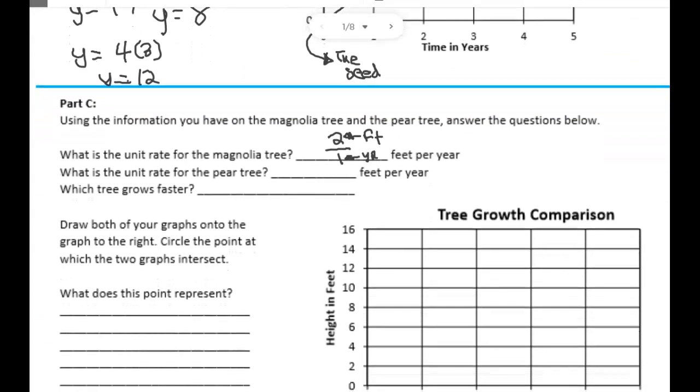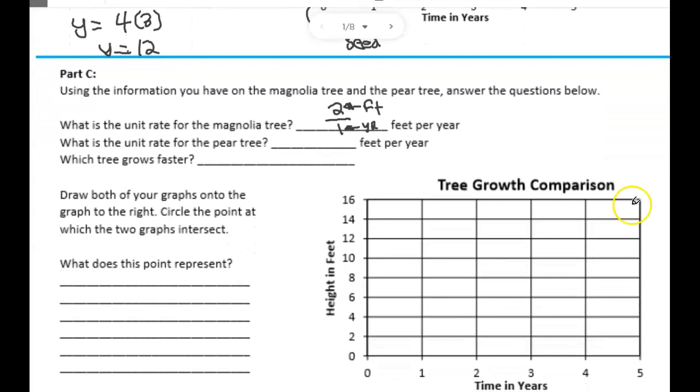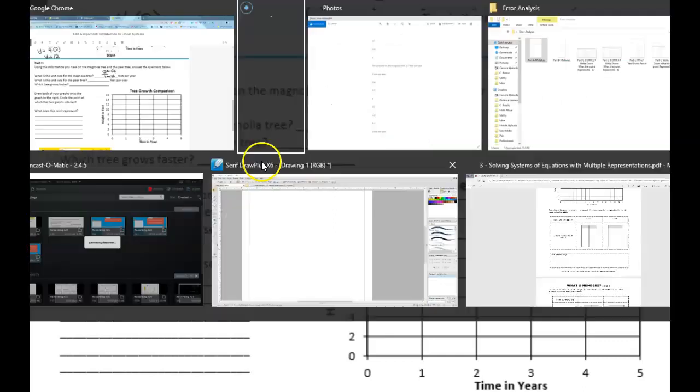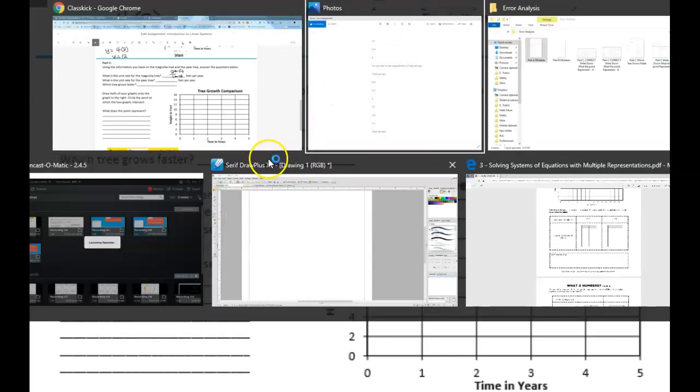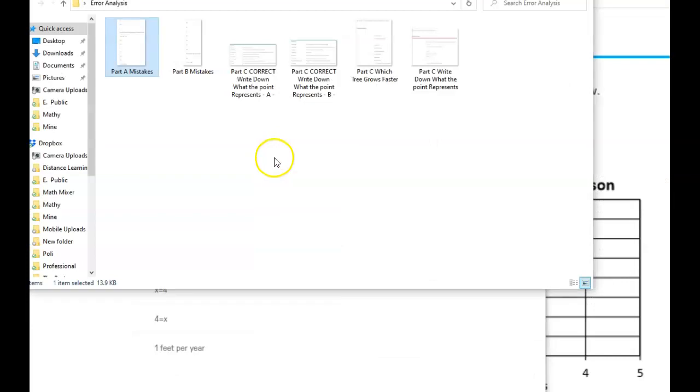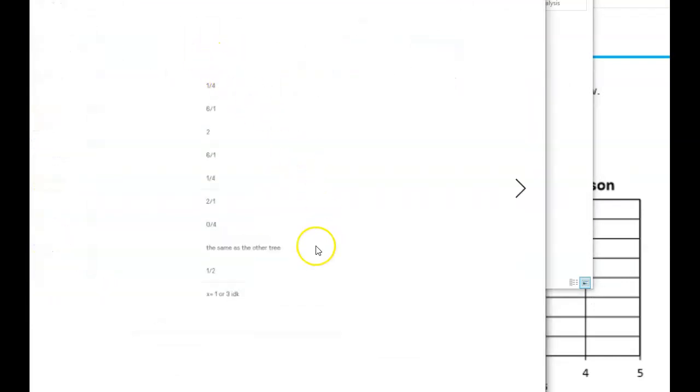Cool. So we got that unit rate. Let's take a look at the pear tree. It says, what's the unit rate for the pear tree? All right. Let's go to the, where's my little, there it is. All right. So part B, mistakes. All right. So let's take a look here. We have some students.